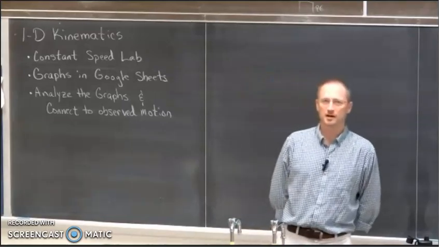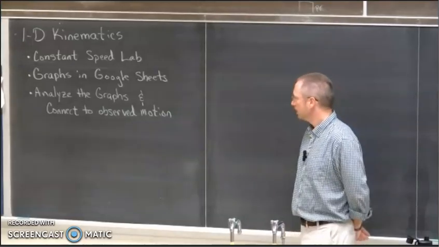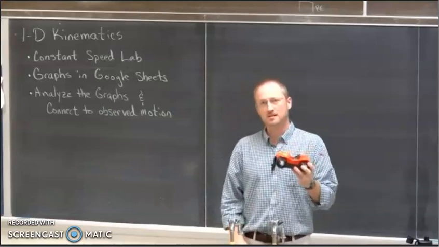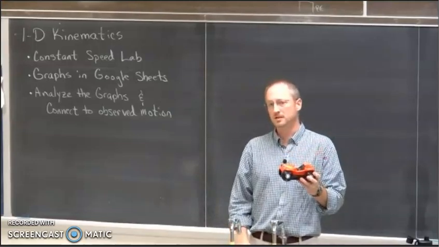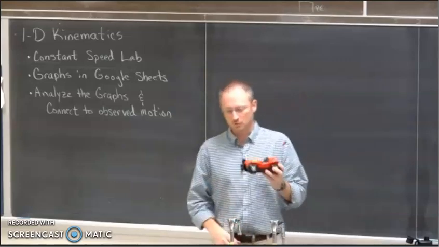Let's begin our investigation into one-dimensional kinematics by looking at the motion of a car that moves at constant speed. If you have access to a car that will move at constant speed and not too fast, because if it's moving too fast, that makes it a lot harder to measure.